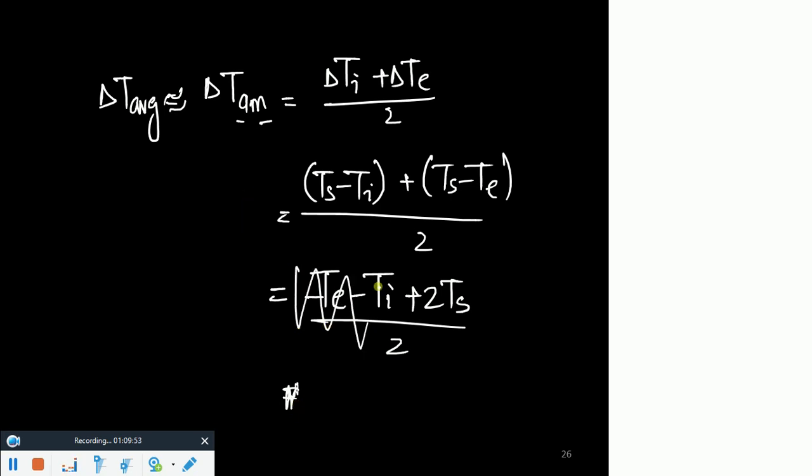But this is the first approach. You can consider taking the mean arithmetic average, but this would give you a huge error in terms of calculation. So let's move on to the next approach, which is the logarithmic mean temperature.